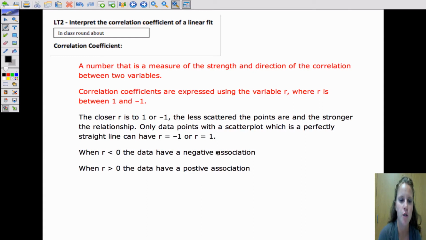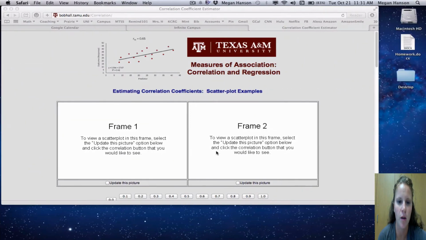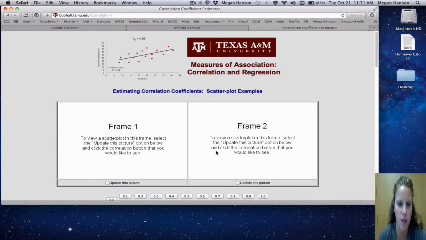Okay, learning target 2 for our unit on data and statistics is to interpret the correlation coefficient of a linear fit. I don't want you to take notes on this just yet because I want to show you something first, okay? So there's this thing called the correlation coefficient.